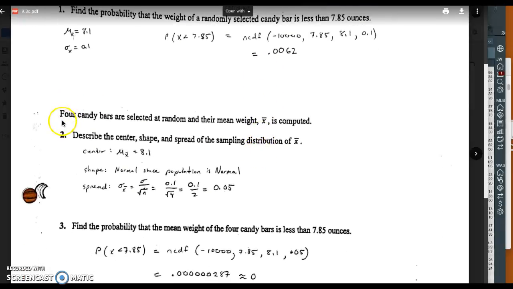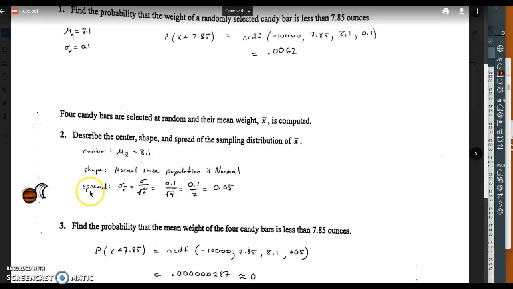For question 2, 4 specific candy bars are selected at random and their mean weight, which is X bar, is computed. Describe the center, shape, and spread of the sampling distribution of X bar. The center of a sampling distribution is always going to have the same value as the center of the population. So our center, the mean of X bar, is 8.1. The shape of our sampling distribution will be normal because the population was also normal. That's just conceptual stuff that you would have taken notes on.